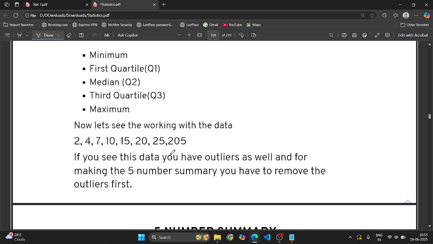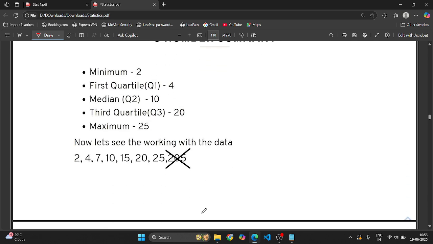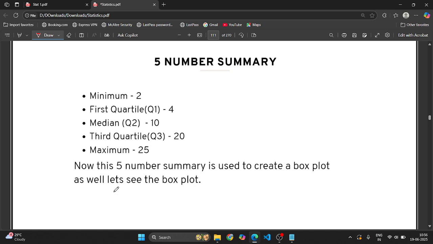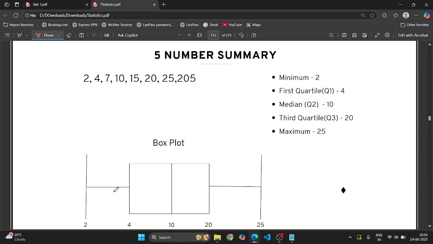Now if you see the data, you have outliers as well. For making the five number summary, you have to remove the outliers. So now we have performed all the steps, and 205 is our outlier. Now this five number summary is used to create the box plot. Whenever we have outliers, we can represent them using the box plot.